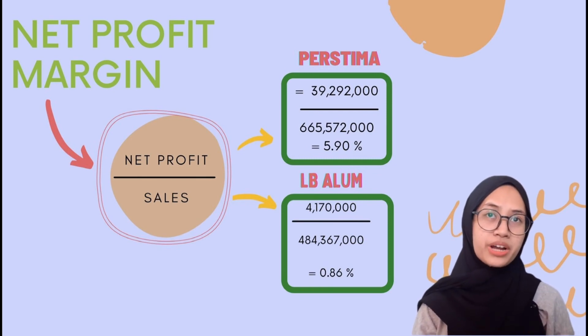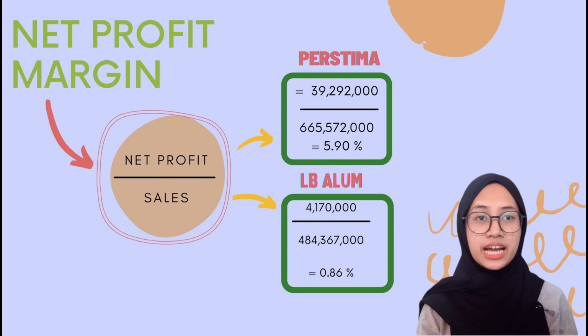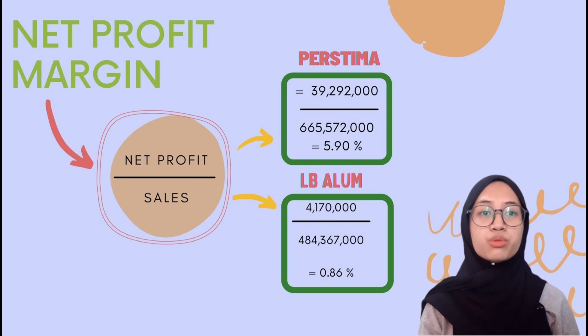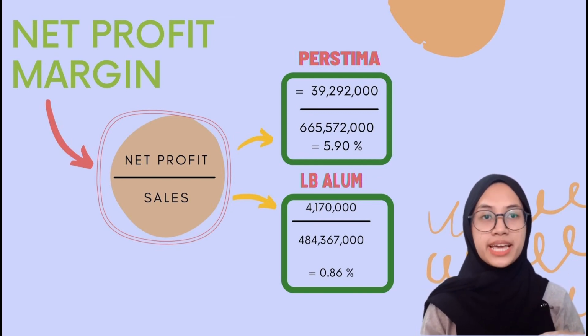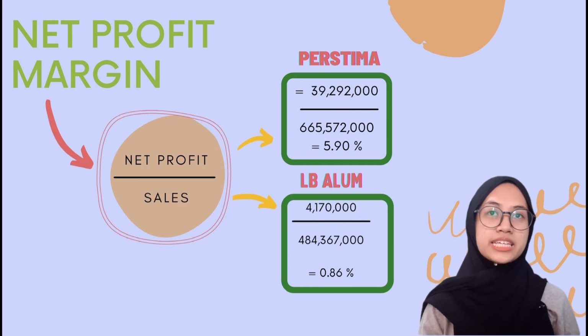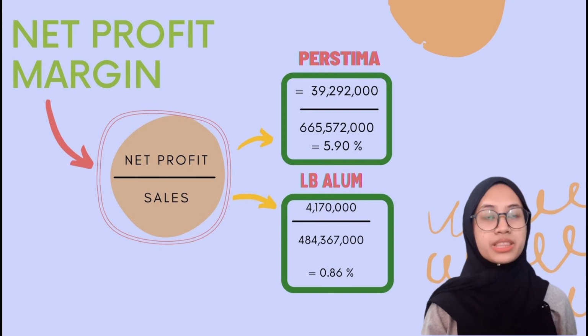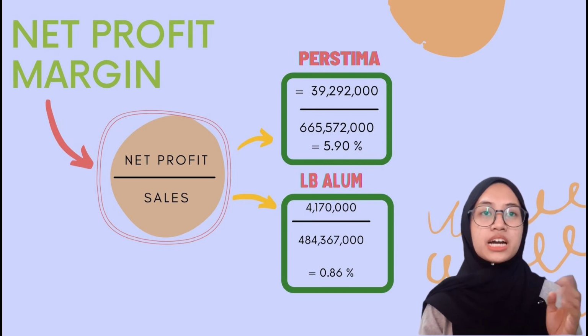For Perstima Berhad, the net profit is 39,292,000 divided by 665,572,000, and we will get 5.90%. While LB Aluminium Berhad is 4,170,000 divided by 484,367,000, and we will get 0.86%. When compared to LB Aluminium Berhad, Perstima Berhad has a better performance because it has a higher ratio, which means that the company is well managed.